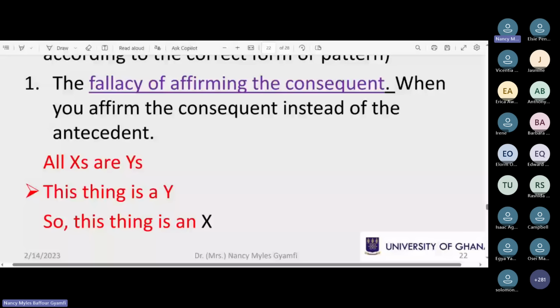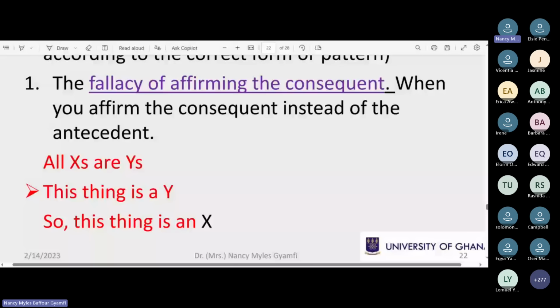All x are y's. This thing is an x, so it is a y. Excellent. Well done. That's what I'm looking for. That's modus ponens, the valid one. So this person, instead of doing the valid one that we know of, rather said this thing is a y, and so we should say it's an x.